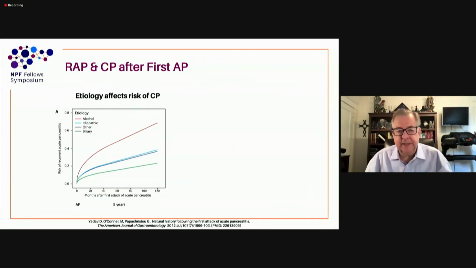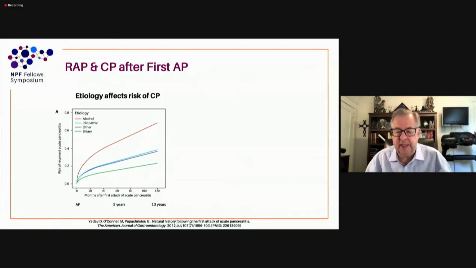What we see is that the rate of progression after the first episode of acute pancreatitis is dependent on the etiology, where there's a much more frequent and rapid progression from acute to chronic pancreatitis in alcoholic. In idiopathic, which is mostly genetic, it's a little bit slower. And in biliary, if you remove the gallbladder and address the bile ducts, it is less important.